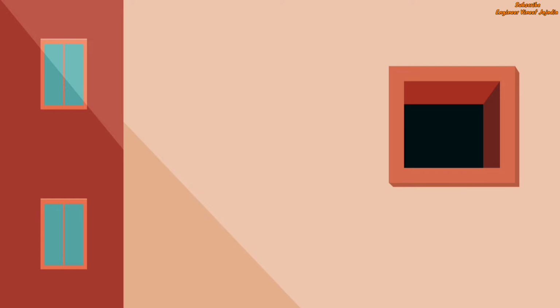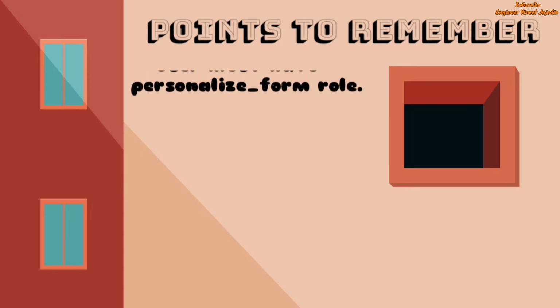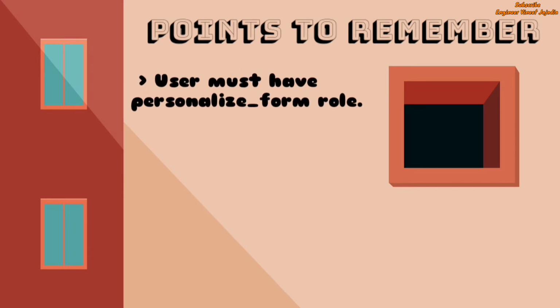Before we start configuring the sys pop-up view, there are a few things that we have to remember. First is that a user must have the personalize_form role for configuring the sys pop-up view. But most of the time you will be working with the admin role, so you don't need to worry about the personalize_form. But if you do not have the admin role, then you have to check your user profile whether you have the personalize_form role in it or not. If it is not present, then ask the system admin to give you that personalize_form role.